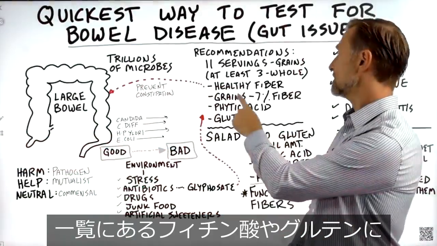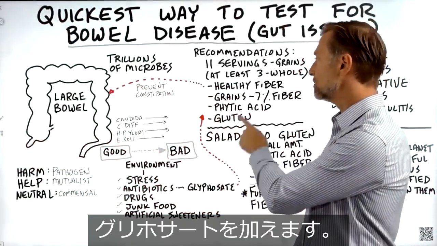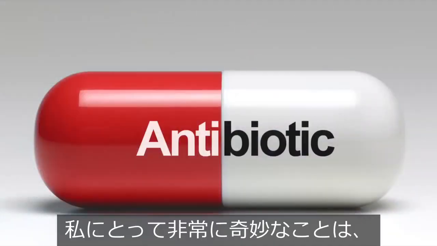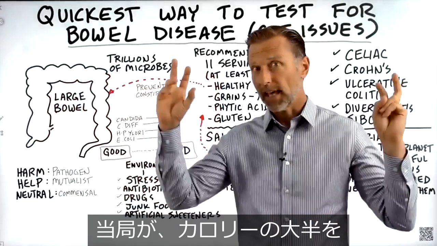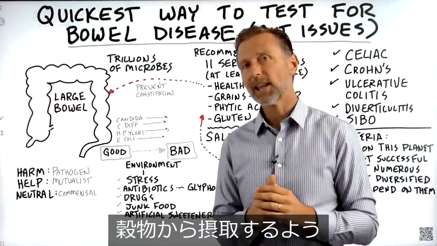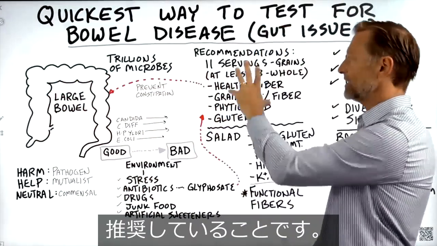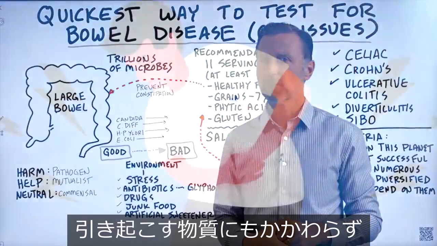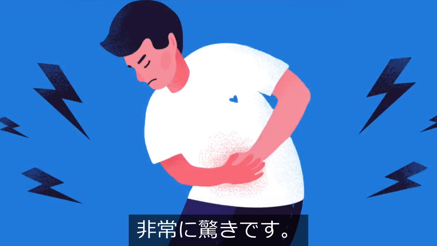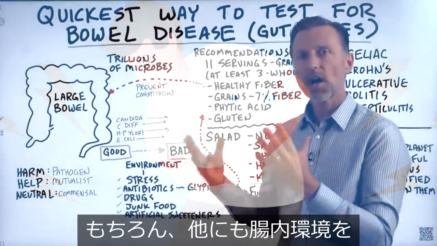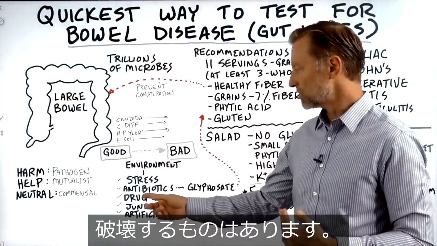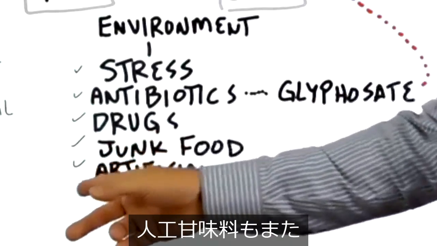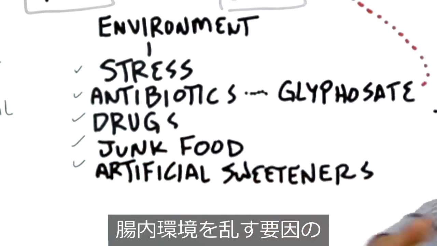So we can add another one to this list with the phytic acid, the gluten, and now that's considered an antibiotic, which is really bizarre to me that they are recommending the majority of your calories should be grains, the actual thing that would create so many problems for your gut. I mean, it's mind-blowing. And of course, there's other things that throw off the environment. You have drugs, you have junk food, alcohol, artificial sweeteners. That's another one that can disrupt your gut.